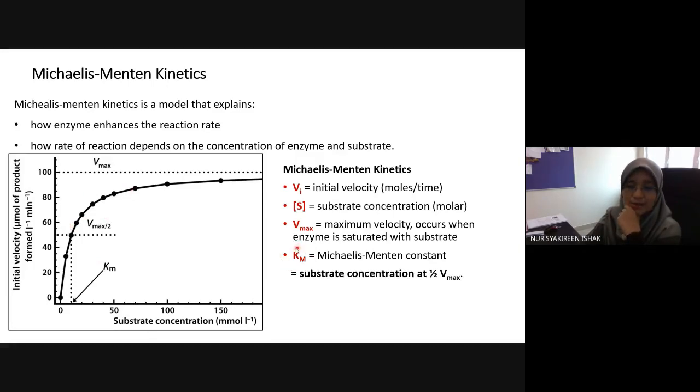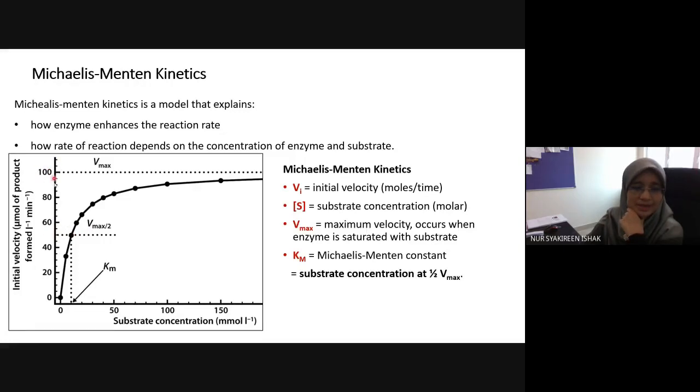What is the Km value? Km value is the Michaelis-Menten constant. So how do you get the Km value? It is the substrate concentration at half Vmax. So let's say the maximum velocity is 100. Okay, 100 here. So Km value is when you get the substrate concentration at half Vmax.